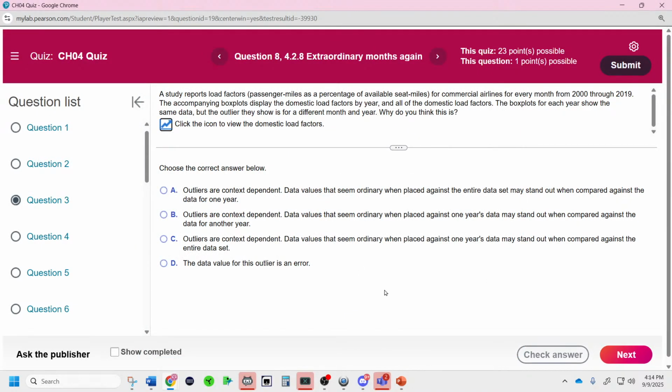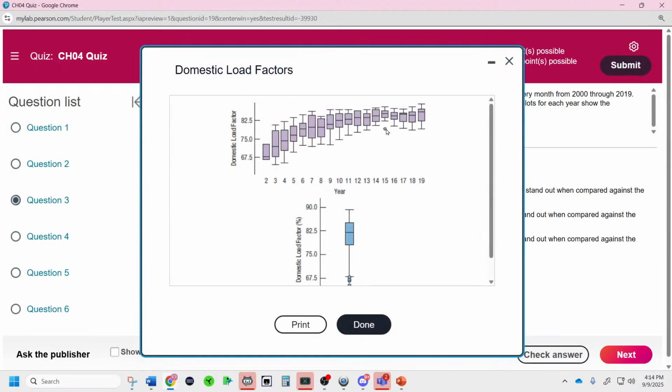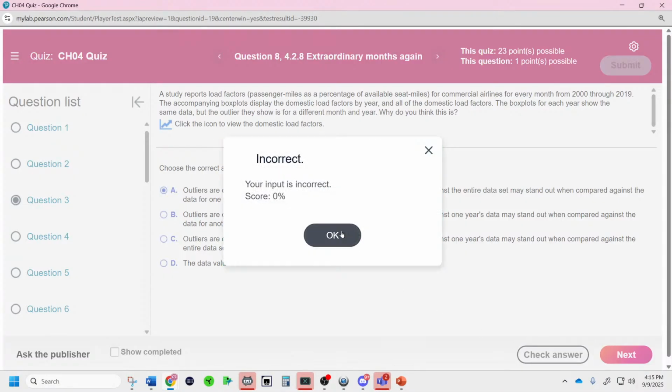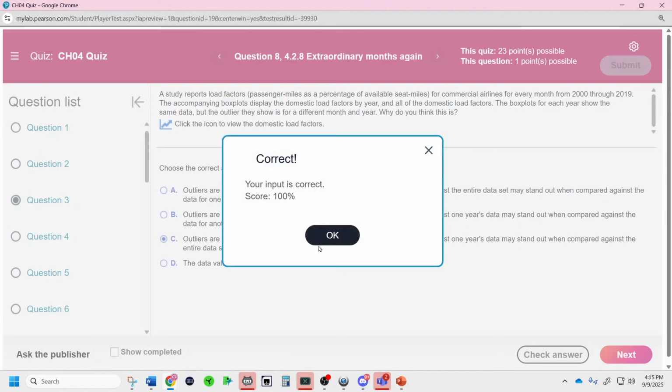Outliers require context. Data values that may seem ordinary when placed against the entire data set may stand out when compared against one year to another, because those are years, not months. Like that value stands out. It's one way of saying it. Yeah, it's exactly what I did last time. Data values that seem ordinary when placed against one year's data may stand out when compared against the entire data set. It has to be this.